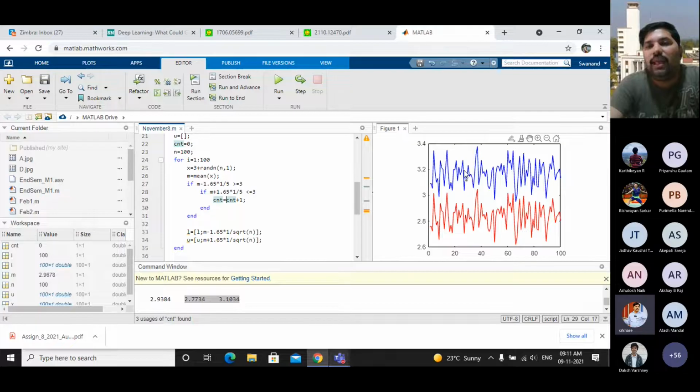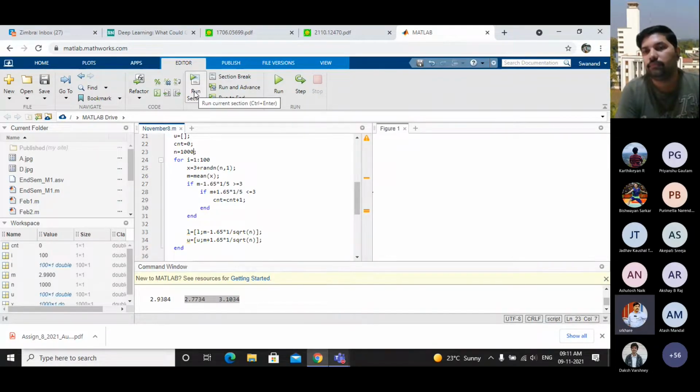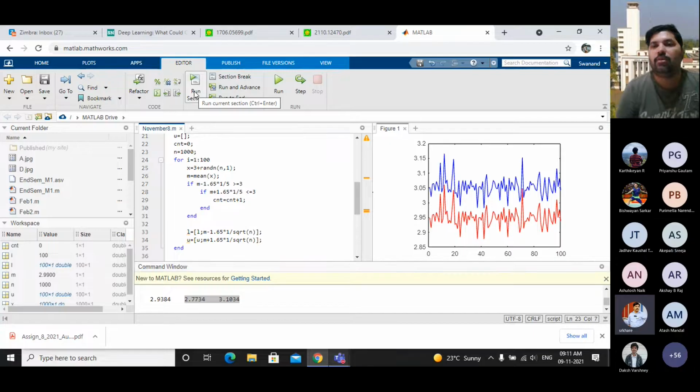So the vertical length you see here is actually the length of the interval for each sample. That length depends on many things. One of the things that it depends on is the sample size, right? So if I have, instead of 100 samples, 1000 samples, you see the y-axis range. Here it is between 2.8 to 3.2 roughly. Now if I increase the number of samples to 1000, what do you expect to see? The length of the interval is going to go down.